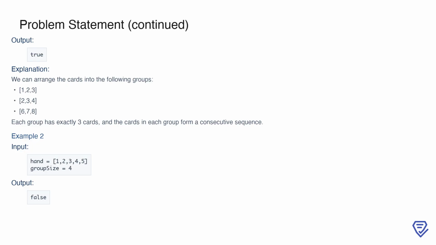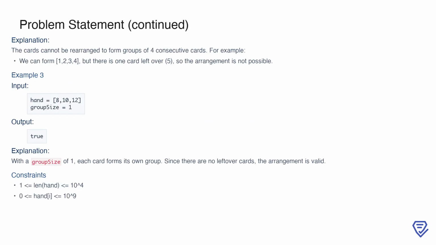Each of these groups contains exactly 3 cards and forms a consecutive sequence. This example demonstrates that cards can be used in multiple groups, as long as the conditions of group size and consecutiveness are satisfied. Let's look at another example to see when the output would be false. In the second example, the input hand is 1, 2, 3, 4, 5, and the group size is 4. The output in this case is false, meaning it's not possible to rearrange the cards into groups of 4 consecutive numbers. While we can form one group, such as 1, 2, 3, 4, the card with the value 5 would be left over, which violates the requirement that all cards must be used.